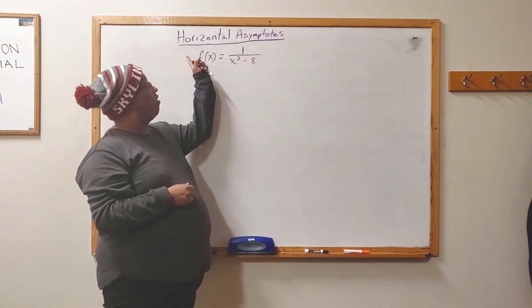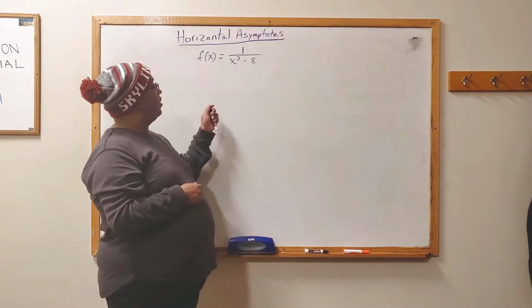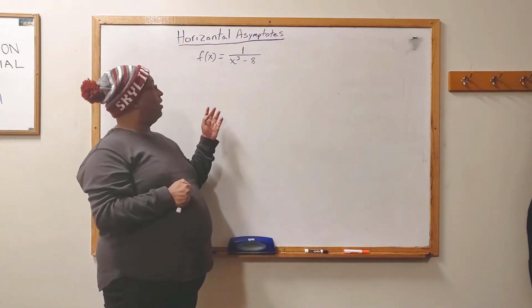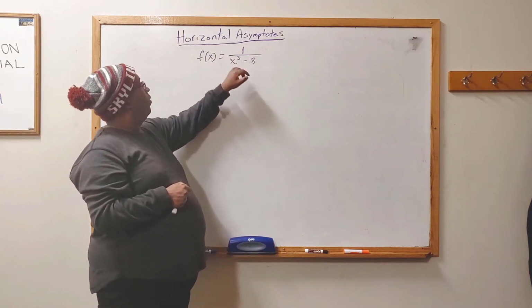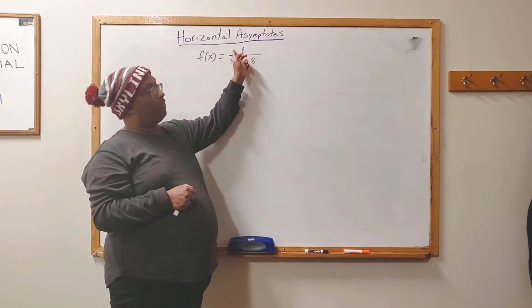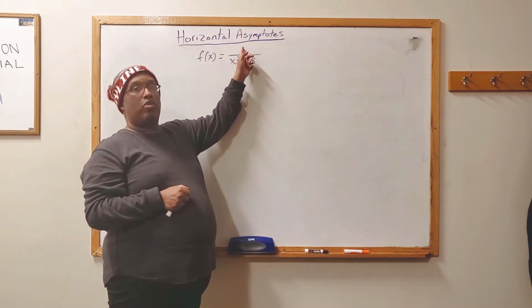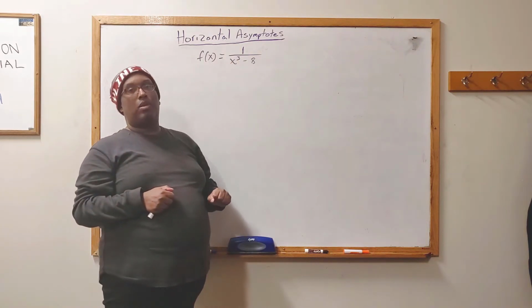We're still going over horizontal asymptotes of rational functions. In this case, when you look at the degrees, they are not the same. And in this problem, we have a degree of 3 in the denominator. And because we don't have an x variable, that means the degree is 0. So the degree of the top is smaller than the degree of the bottom.